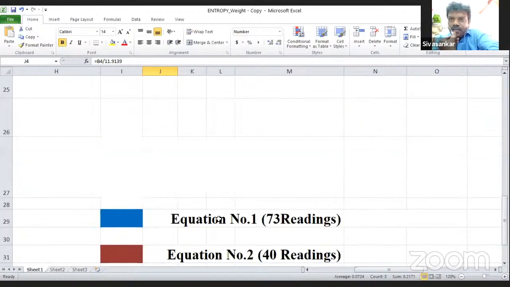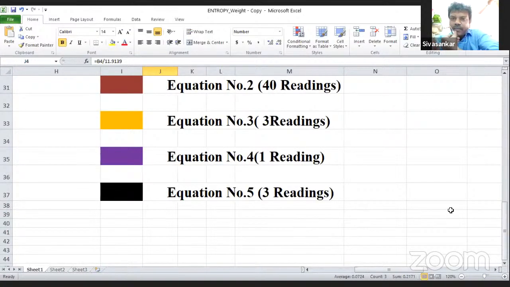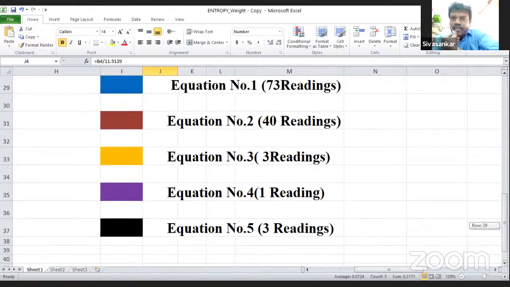Yeah, the blue color. What are the numbers present in this blue color? That is coming in the first interval. Therefore, we have to use equation number 1. The numbers in this particular color, the maroon color, we have to use the second equation. It means the values are coming from 0.05 to 0.1. So we have to use the second equation to calculate f of x.